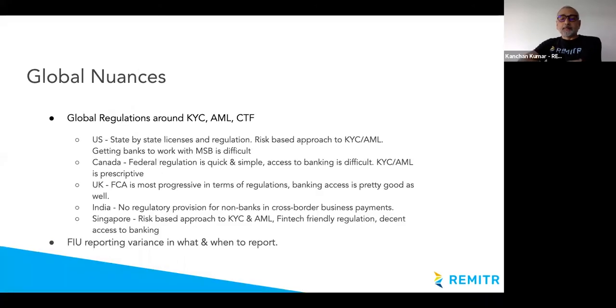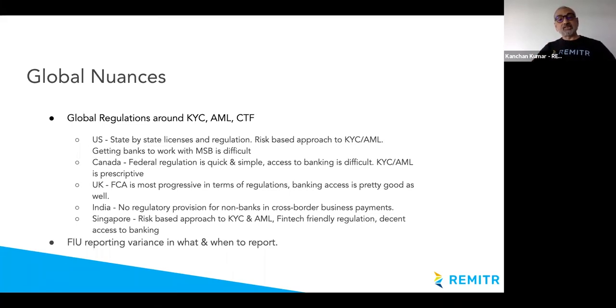Global nuances for this are really fascinating, because while every country and every regulator has the same goal of preventing money laundering and preventing financing of terror, the way they go about it is extremely different. That starts with a licensing mechanism. In the US, for example, in every state you have to be licensed if you are going to take customers from that state.